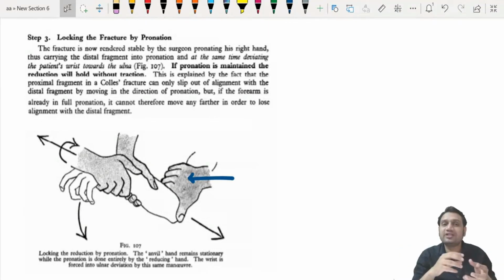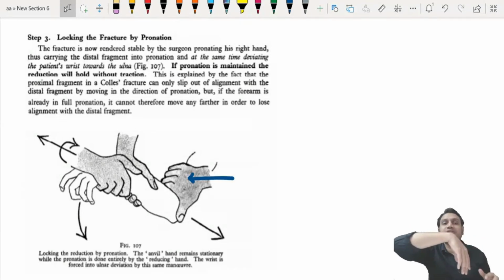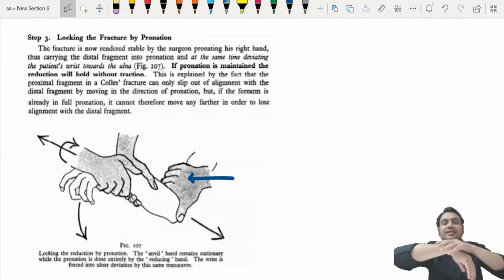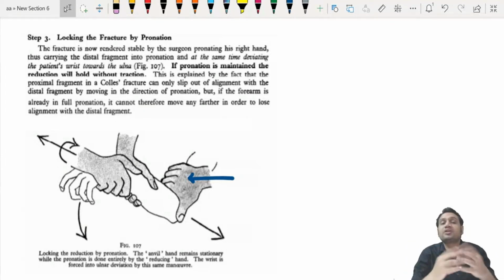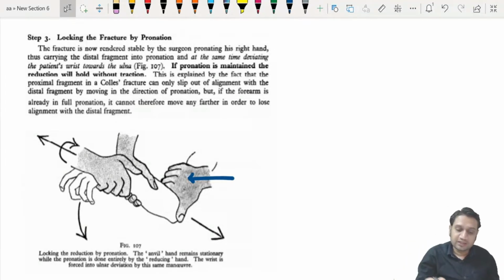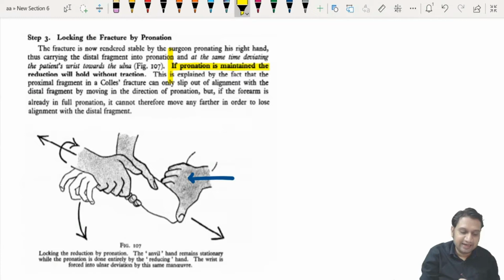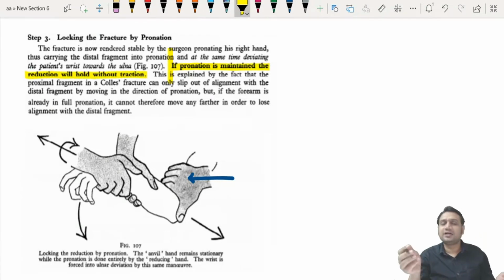So with the injury, the fragment has gone into supination. What have we done? We have put the wrist or lower forearm into pronation. So that is the mechanism, that is the function of that particular muscle. So when the wrist is coming into pronation, there is no other force which can displace it. So the most important line that we have to understand from here: if the pronation is maintained, the reduction will be held without traction. So if you maintain this pronation, the reduction will not be lost. It is maintained here, right?